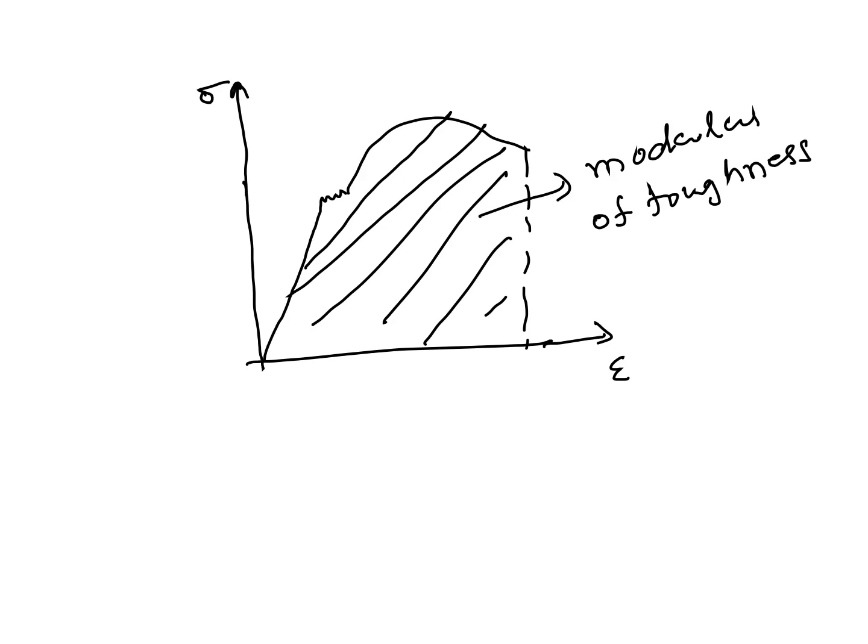Resilience and toughness are two important properties for a material of a component which is subjected to impact loading. Machine components which are subjected to elastic deformation due to impact load should be designed based on resilience. So the desired material should have higher resilience to resist impact loads.